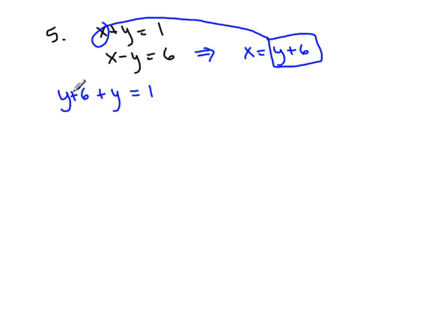Solve this equation. Collect your like terms, so I get y plus y is 2y. Subtract 6, so you get 2y equals negative 5. Divide by 2, and y equals negative 5 halves.